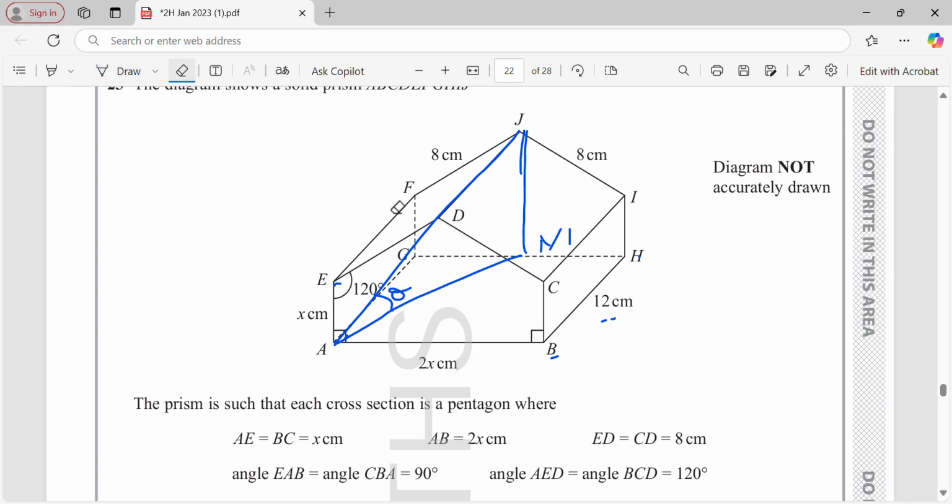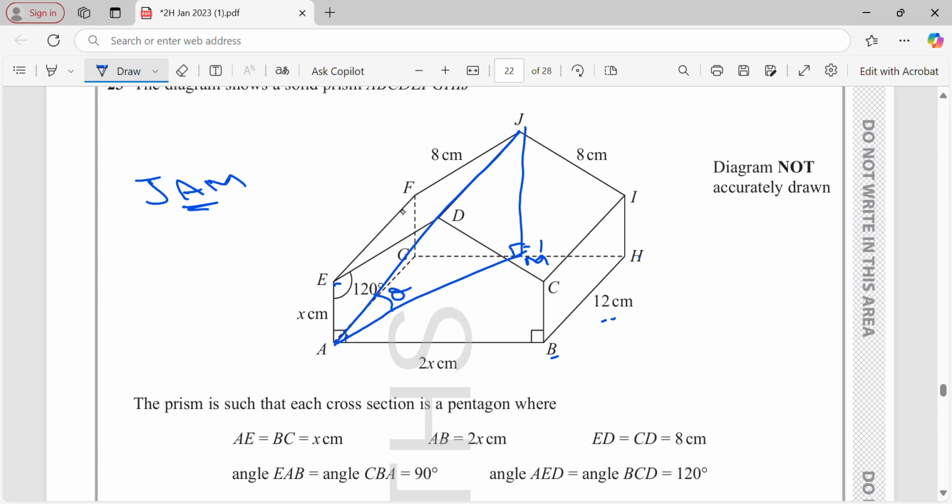Okay, let's label it again. Here, this is M, and here it makes a 90 degree angle. Let me redraw it, and this is the 90 degree angle. So from the first step we got to know this is angle JAM. JAM is the angle that I have to find out.